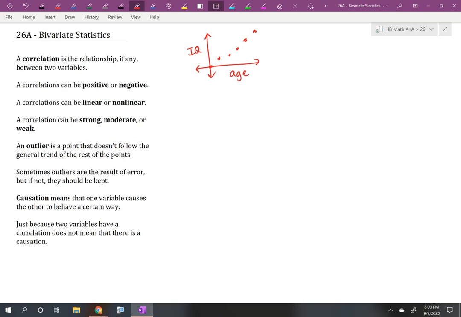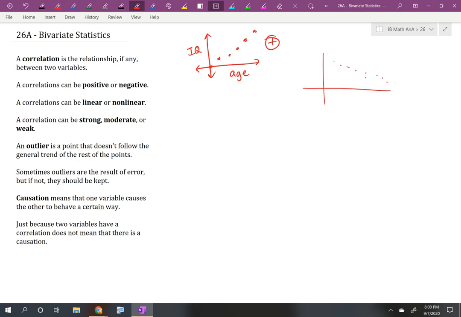Now, sometimes there's positive correlations, like my age and IQ. It looks like as I got older, my IQ went up. So that would be a positive correlation. You could also have data that goes in a negative way, a negative correlation, something that looks like it has negative slope.